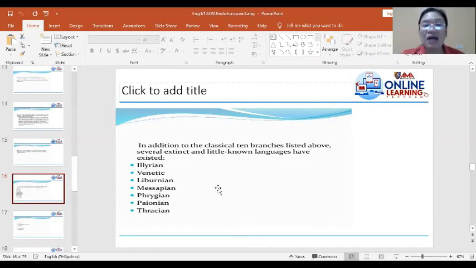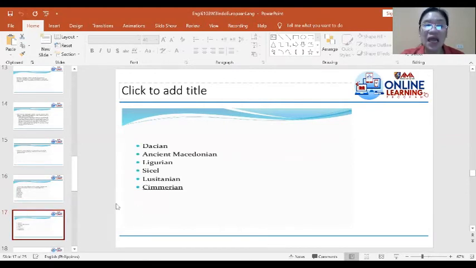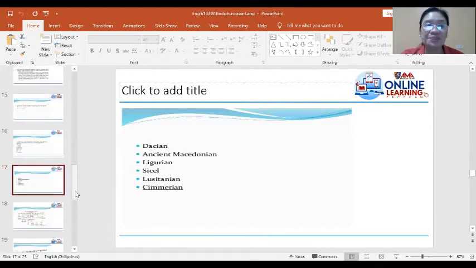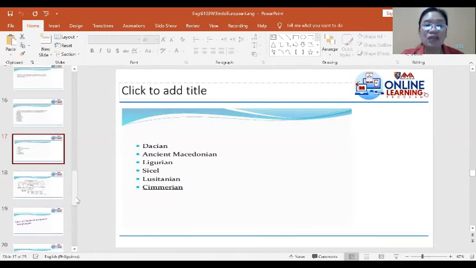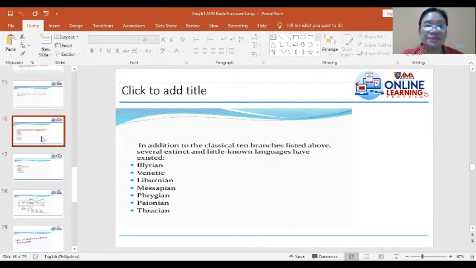Illyrian, Venetic, Liburnian, Messapian, Phrygian, Ionian, Thracian, Dacian, ancient Macedonian, Ligurian, Lycian, Lusitanian, and Cimmerian. Okay, so these are some of the additional little known languages that existed during those times.